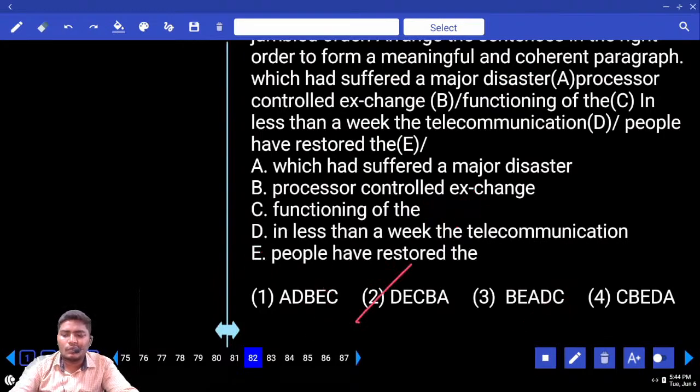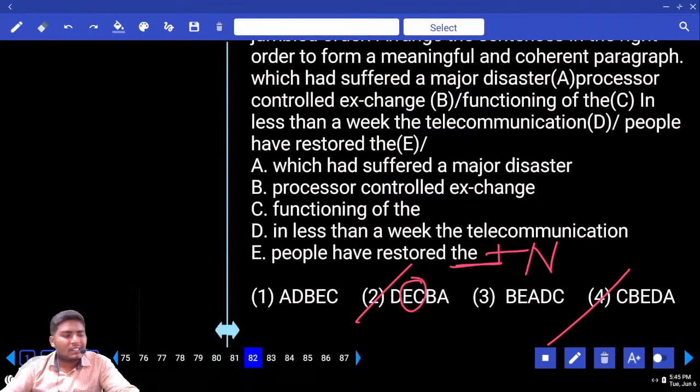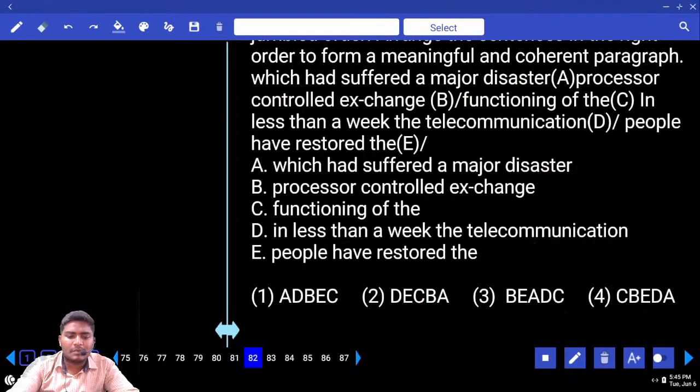Your answer is 2 or 4. Now tell me which is your answer. You read and finalize. See, the people have restored again, 'the' is needed, 'the' is there, again a noun is needed. Now find out what is there in the second option. EC. What is EC? The functioning. Functioning can be used as a noun. Now come to ED, what is there here? The in less than a week. Is that sensible? No. So your answer must be second. That's it. After finalizing the answer, reread the answer once.